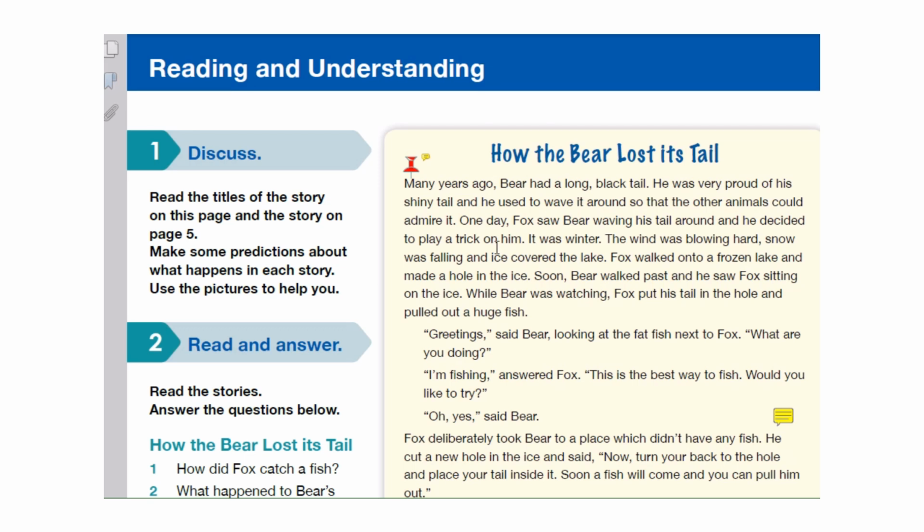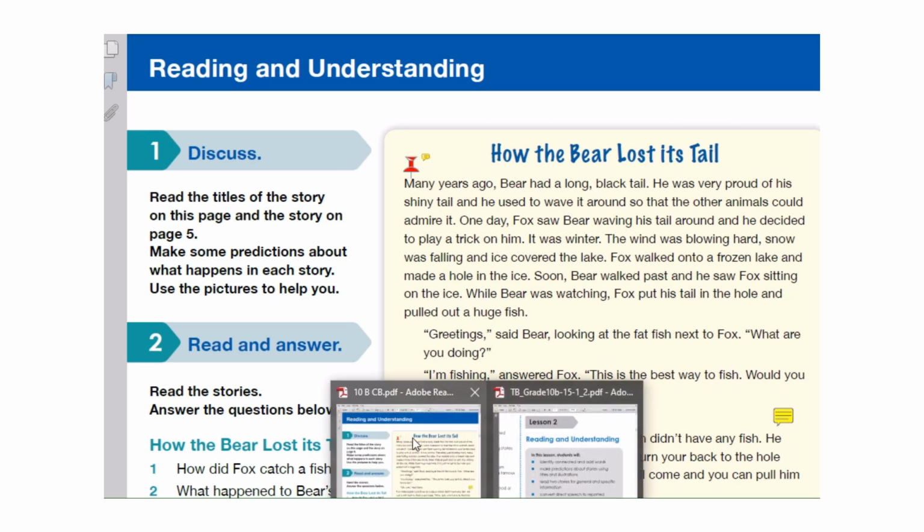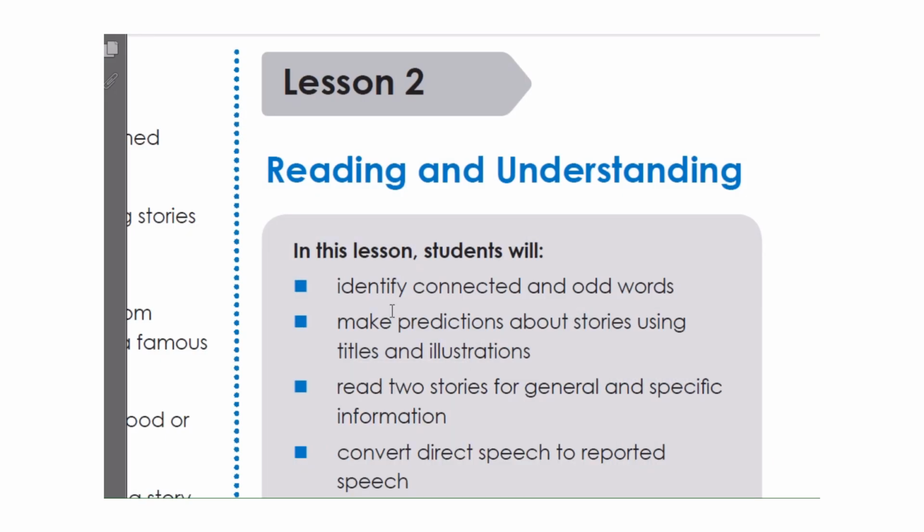Now, let's get started quickly with our lesson, Unit 1, Semester B, Grade 10. Reading and understanding. We have to read first. In this lesson, students will: Number 1, identify connected and odd words. Make predictions about stories using titles and illustrations. Read 2 stories for general and specific information.